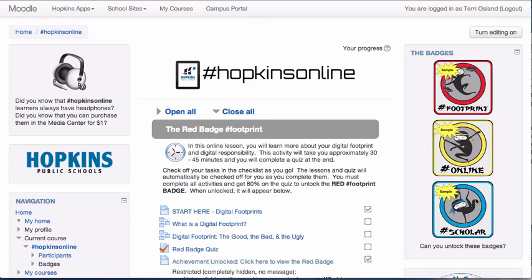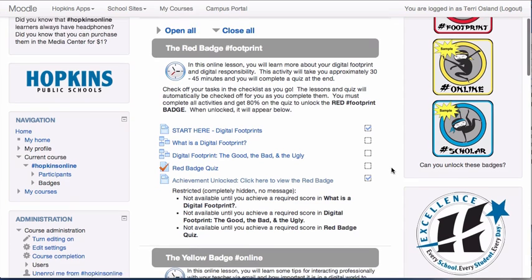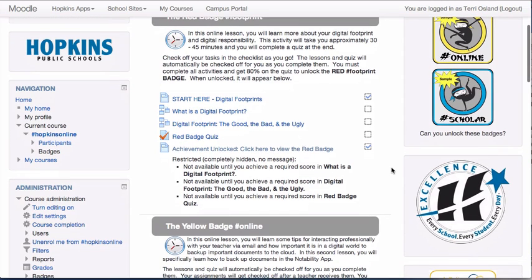I won't talk about them all in detail, but to unlock each of those badges, the students need to go through a series of exercises. So let's take a look at the red badge, for example. The focus of the red badge is to teach students about the development of a positive digital footprint. To earn this badge, they first need to look at the introduction, which is the Start Here Digital Footprints page.